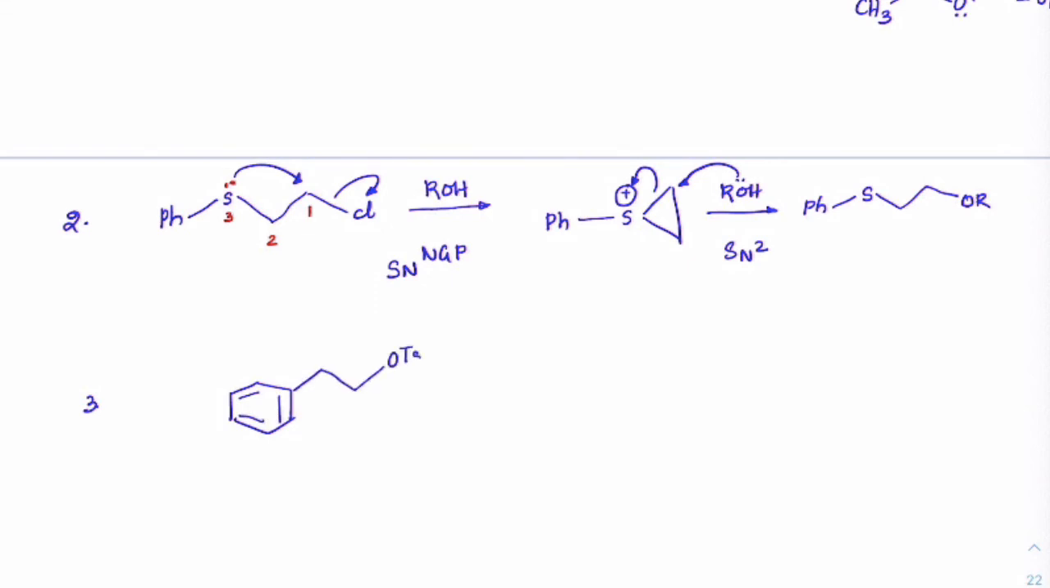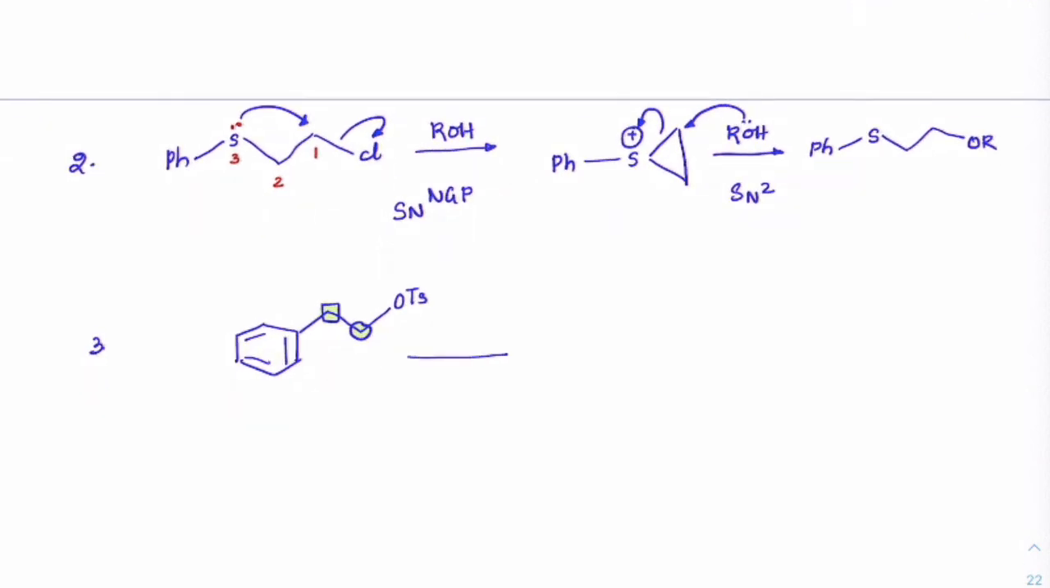OTS is present here. Okay, this was given as a label. One label was given as a square, the other one as a circle, basically showing that these two are different isotopes. This is how the question was given, and they asked to react with AcOH, acetic acid, and we need to find out the final product.